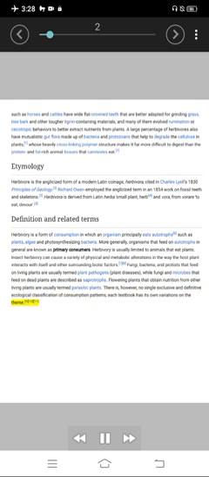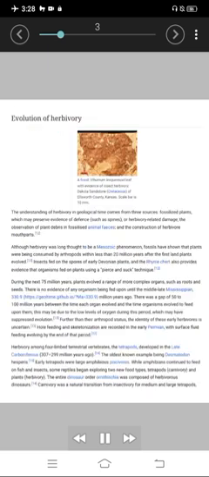Evolution of herbivory. A fossil Viburnum lesquereuxii leaf with evidence of insect herbivory, Dakota Sandstone, Cretaceous of Ellsworth County, Kansas. Scale bar is 10 mm. The understanding of herbivory in geological time comes from three sources: fossilized plants, which may preserve evidence of defense, such as spines or herbivory-related damage; the observation of plant debris in fossilized animal feces; and the construction of herbivore mouthparts.